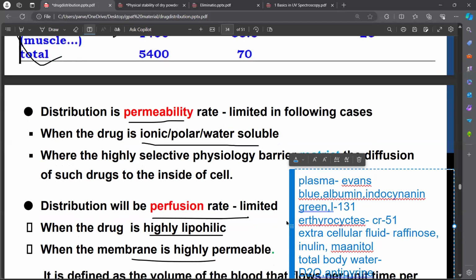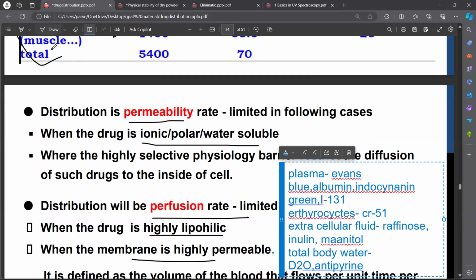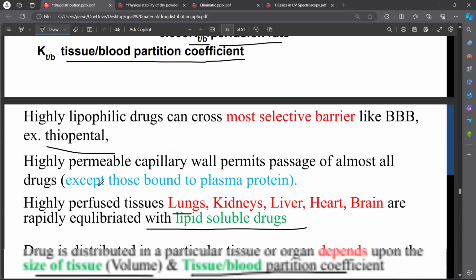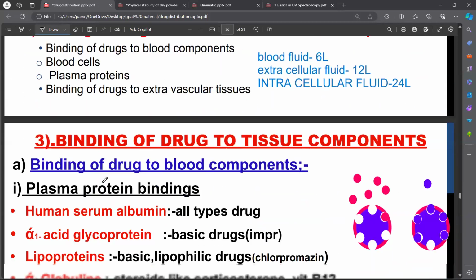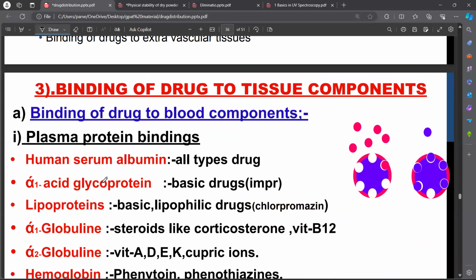So this table is also very important, guys. These tables of different markers you have to remember. Now let us start our discussion. There are also different methods which are used to study drug distribution, which include the microdialysis method, MALDI MSI, autoradiography, and positron emission tomography.